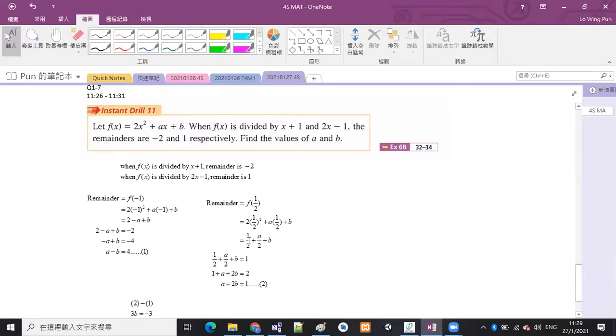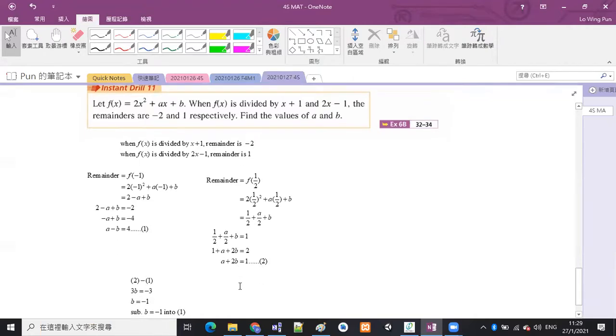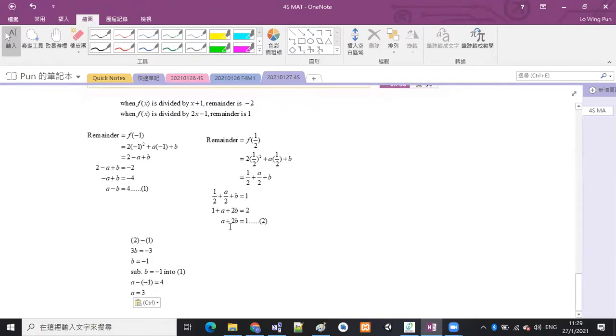And we do not like fractions in our calculation, so we multiply both sides by 2, every term in the equation. It becomes 1 plus a plus 2b equals 2, and then a plus 2b is equal to 1. That is equation 2. And I noticed that the a terms in equation 1 and 2 are exactly the same.